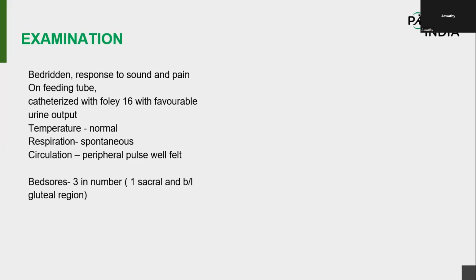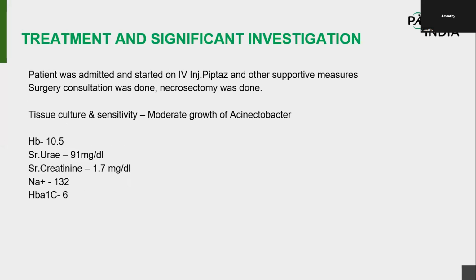On examination, the bedridden patient responds to sound and pain. On feeding tube, catheterized with Foley 16 with favorable urine output. Temperature is normal, respiration spontaneous, circulation peripheral pulse well felt. Bed sores 3 in number, 1 sacral and bilateral gluteal region. Treatment: patient was admitted and started on IV injection peptides and other supportive measures. Surgery consultation was done, necrosectomy was done. Tissue culture and sensitivity showed moderate growth of Acinetobacter.